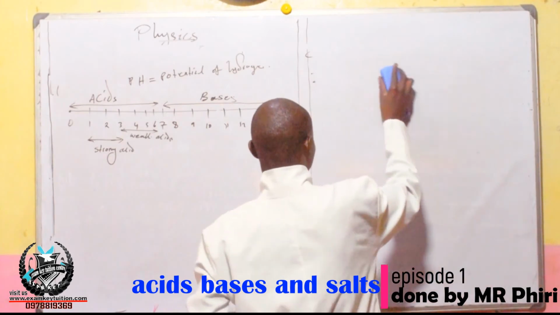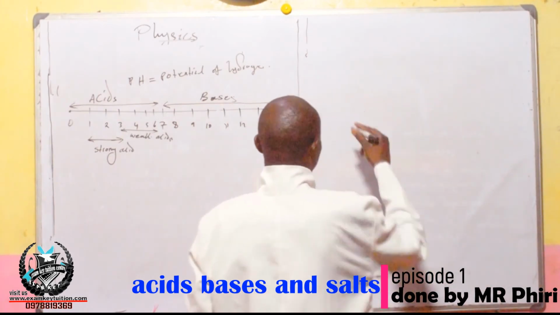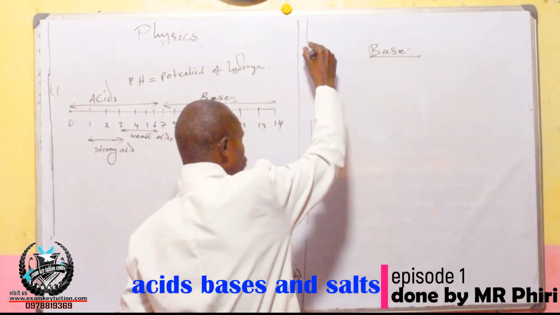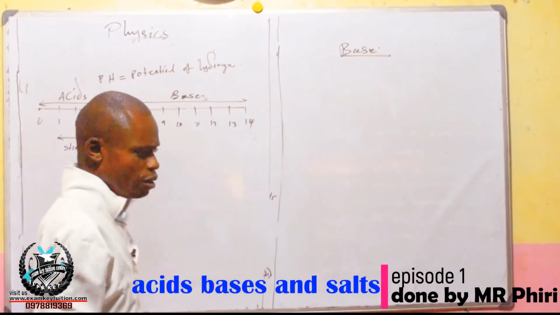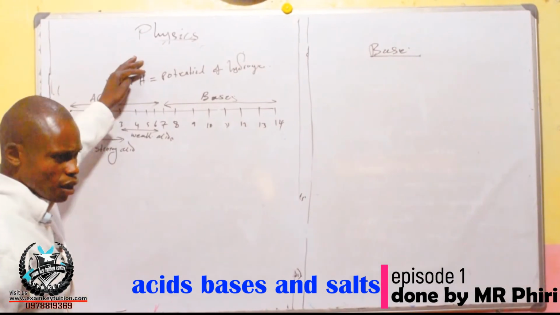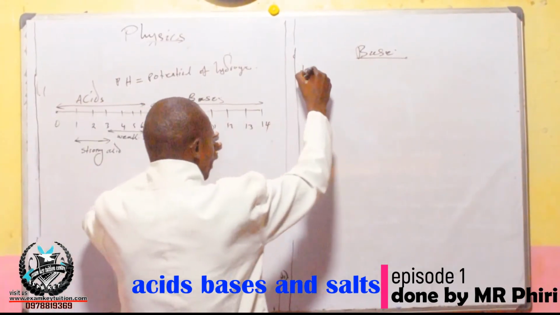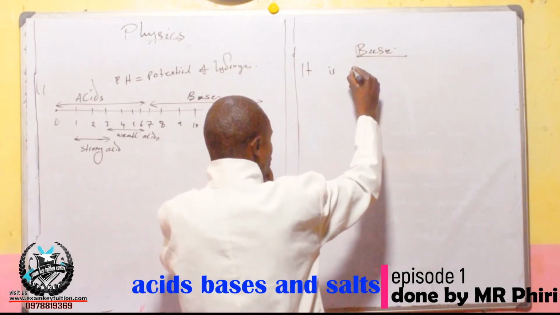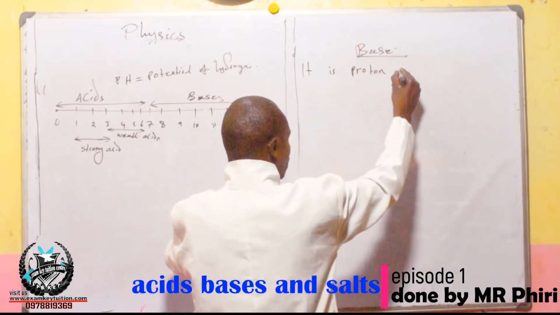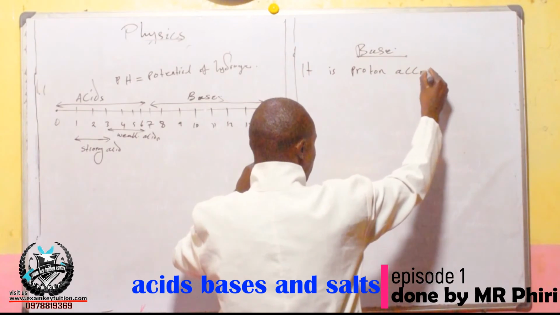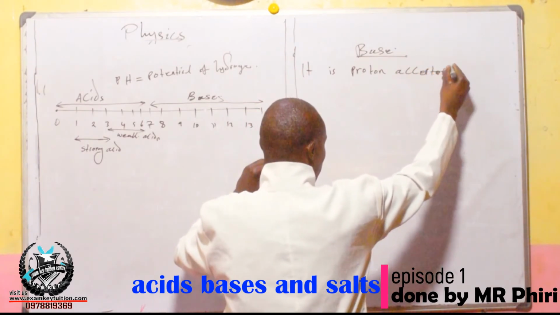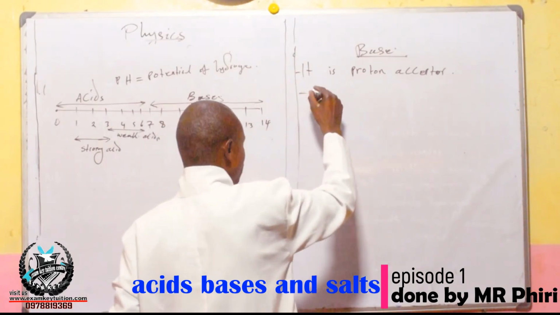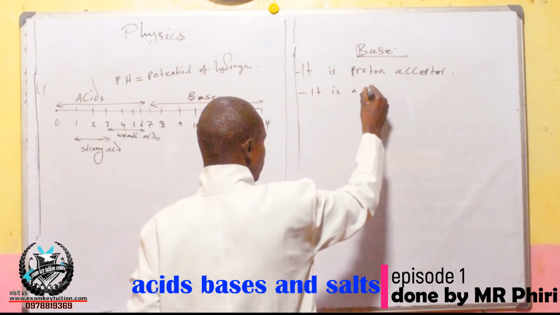The base. How do you define a base? If an acid is a proton donor, then this one should accept. So it is a proton acceptor.